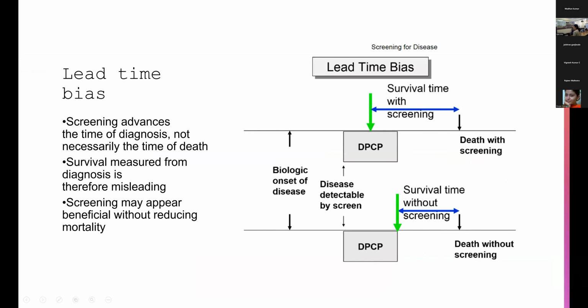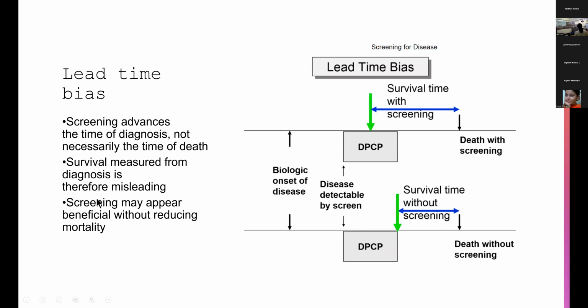One of them is called the lead time bias. These 2 lines represent 2 different patients. Now this is a detectable preclinical phase, that means before symptoms, the asymptomatic phase, where you can detect it with a screening test. Patient A gets the test done, so the screening is done, and he dies at this point. Patient B doesn't get screened, gets diagnosed at this point and dies at this time. Now if you look at this, patient A seemed to have survived longer compared to patient B, but the time of death is the same.